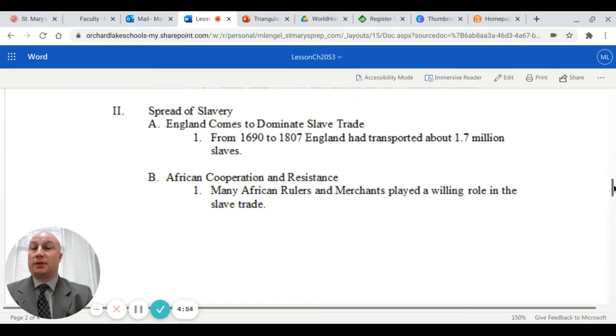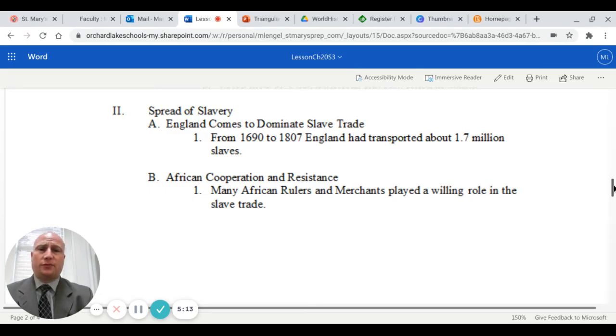Roman numeral number 2 talks about the spread of said slavery. England eventually became the European entity that began to transport more slaves toward the end. From 1690 to 1807, England had transported about 1.7 million slaves.